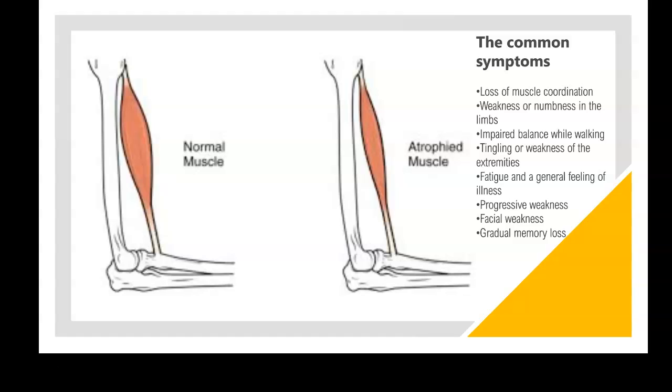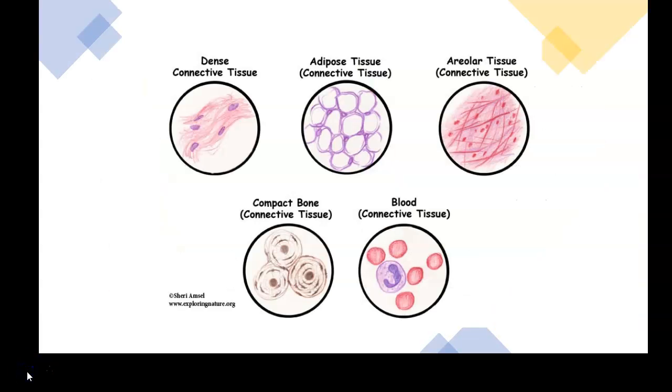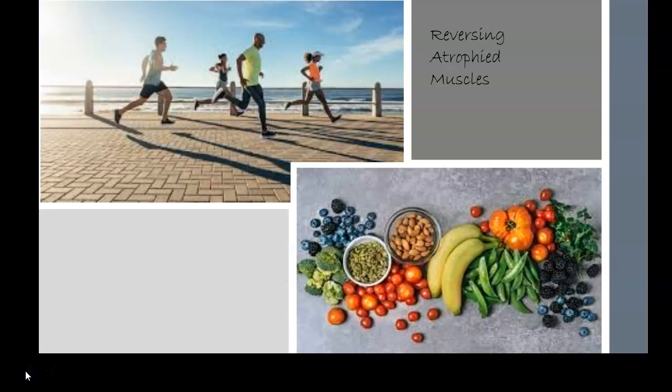be slurred speech, inability to move, or in other words, paralysis, changes in vision, weakness on one side of the body, and headaches. When muscle cells die, they are not regenerated, but instead are replaced by connective tissue and adipose tissue, which does not possess the abilities of a muscle tissue, but it is something. You can actually reverse atrophied muscles by eating better or exercising.